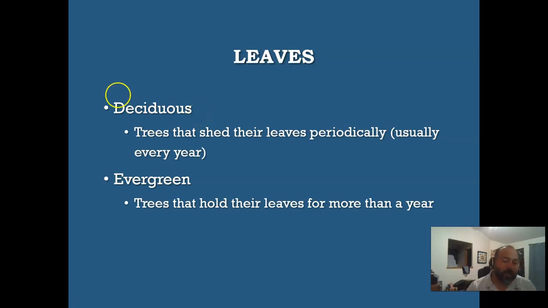Two types of trees. Sometimes we have deciduous trees, which are trees that shed their leaves periodically, which is usually every year in the fall. That's why in the fall we have trees that have such interesting colors. But then we also have evergreen trees, trees that hold on to their leaves for more than one year. Now, with evergreen trees, it's important to note that it doesn't mean they just grow one set of leaves and then that stays there forever. Evergreen trees do drop their leaves. They just don't drop them every year. Eventually the leaves will get old and they'll drop off.